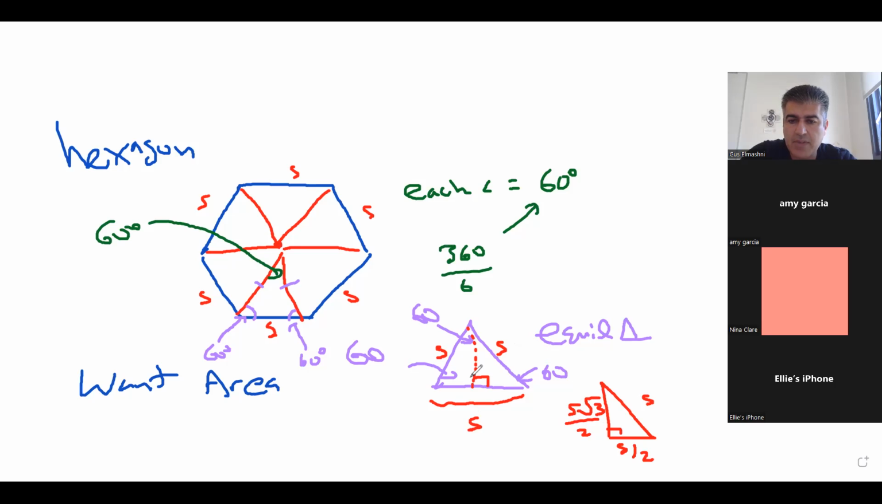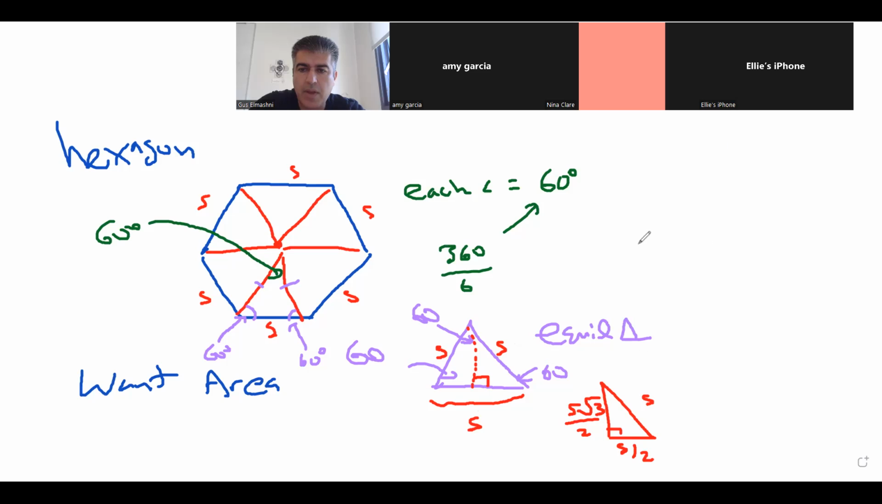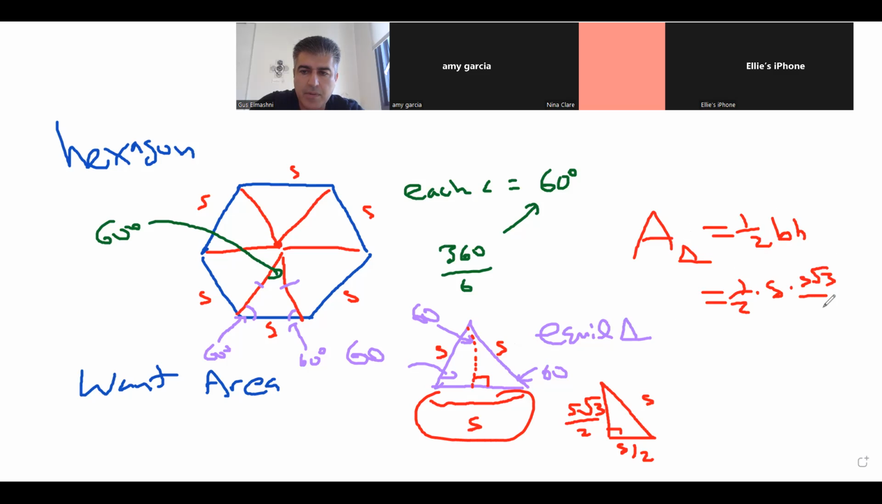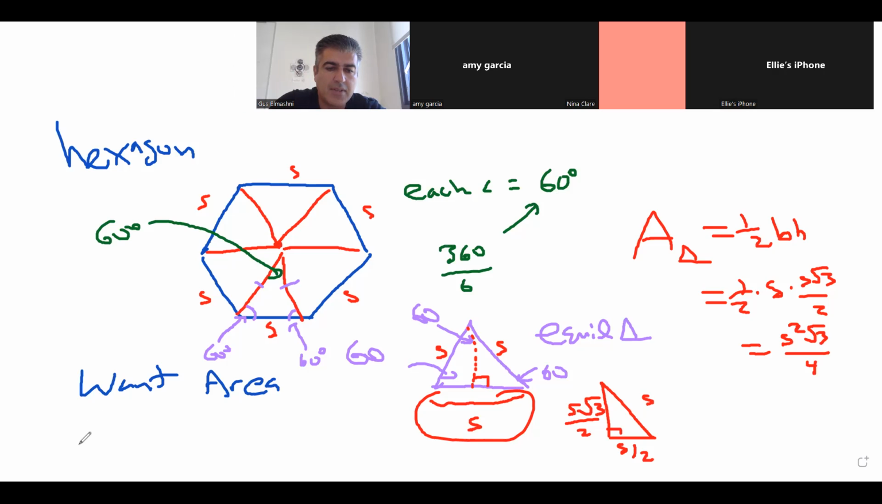So with S root 3 over 2 as the height, the area of the triangle is 1/2 times base times height. The base, if I focus on this right here, is S. The height is S root 3 over 2. So you get S squared root 3 over 4. And I got 6 of those triangles, right? I got 6 of them. So the area of the hexagon will be 6 times S squared root 3 over 4.